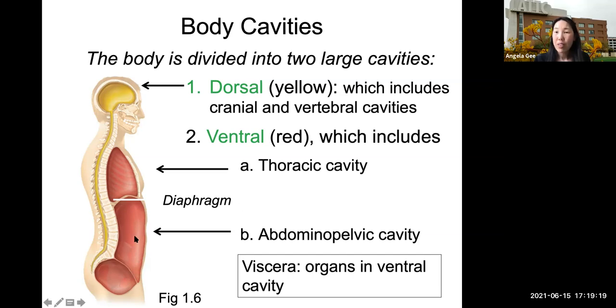You might talk about having some visceral pain. For example, a stomach ache would be visceral pain. When you see the word visceral with the L on the end, that's just an adjective.